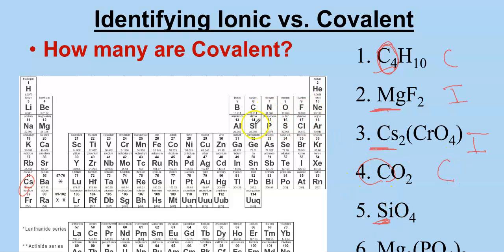Si. That's a little bit tricky, right? Because it's technically a metalloid, but because, remember our line is here, we treat everything to the right as if it is a non-metal. So this gets classified as a non-metal, even though it's technically a metalloid. So this is covalent. And this last one got a little bit cut off, but that says Mg, right? So this is ionic.